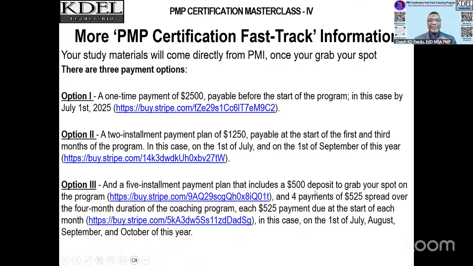Option number 3, a 5-installment payment plan that includes a $500 deposit to grab your spot on the program. That's the link for that. And 4 payments of $525 spread over the 4-month duration of the coaching program. Each $525 payment due at the start of each month. In this case, on the 1st of July, 1st of August, 1st of September, and 1st of October of this year. It makes it easy, all right?